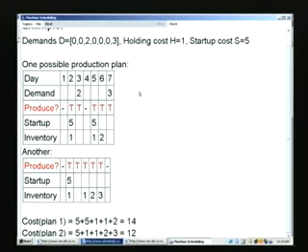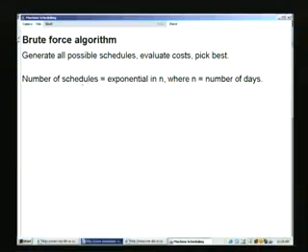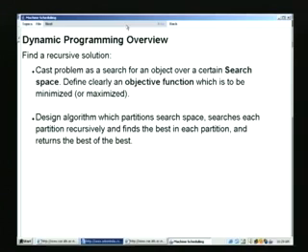Our question in general is going to be to consider all such possible plans and figure out which is the best one. So, this naturally suggests a brute force algorithm. We will generate all possible plans, for each we will evaluate the costs, and then we will pick the best. Unfortunately, the number of such schedules or plans is going to be exponential in n, where n is the number of days. So, this is going to be just too slow, and we would like to have a faster algorithm. This is where dynamic programming comes in.